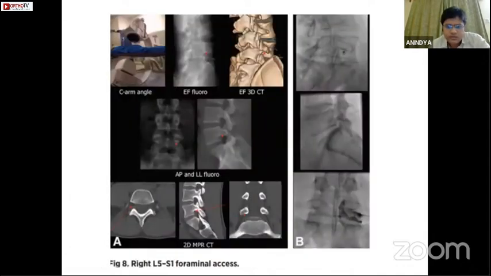This is another slide where the right L5-S1 foraminal axis has been described. The idea of the C-arm angle, as you can see, is to make the end plates parallel, to see the Scotty dog view, to see the eye of the Scotty dog, and the needle can be placed accordingly at the 6 o'clock position if you are aiming for the subpedicular approach. And again, in the lateral view, you have to make the end plates very parallel to each other so that you've got a proper lateral view to work with. And these are the CT corroborations of the same. So this is what most of us are aiming at when we are doing our transforaminal injections.